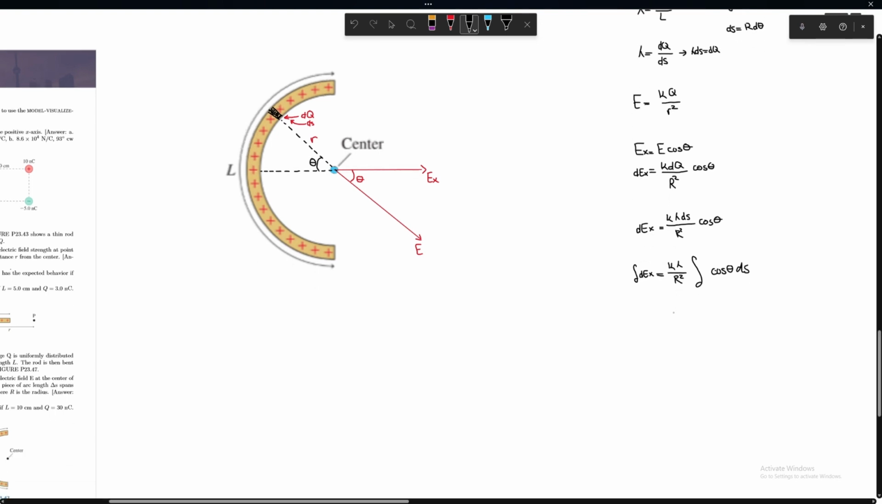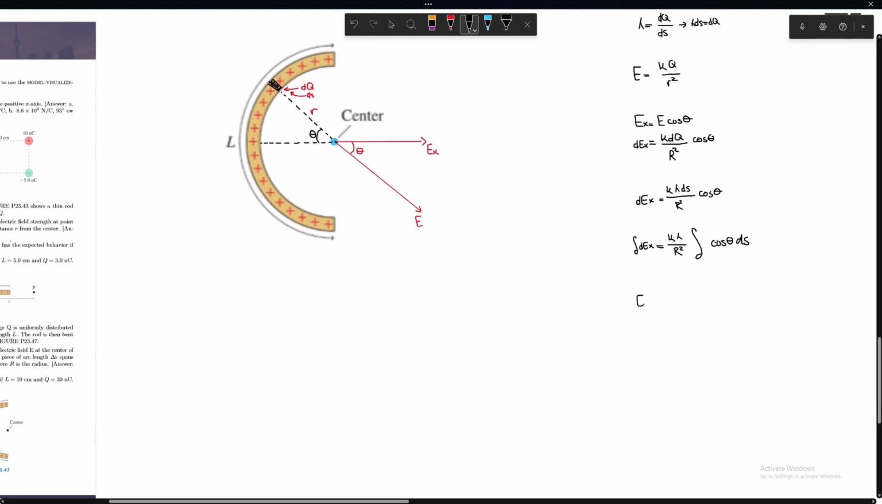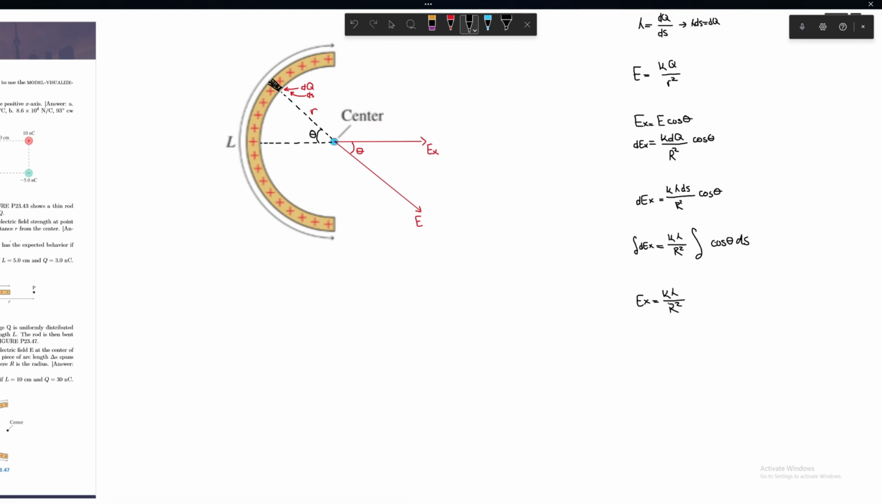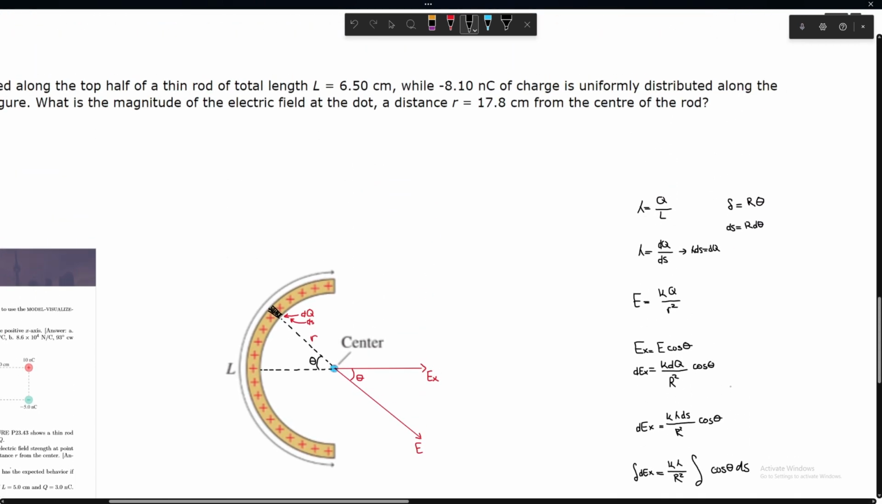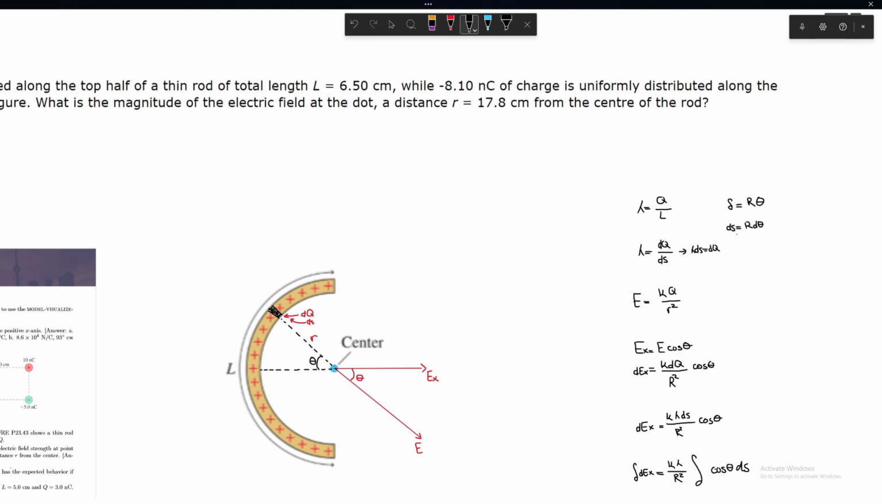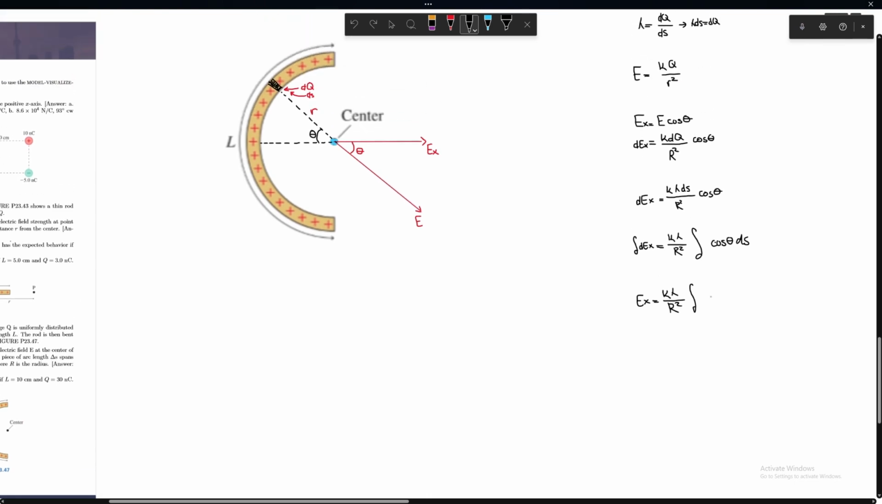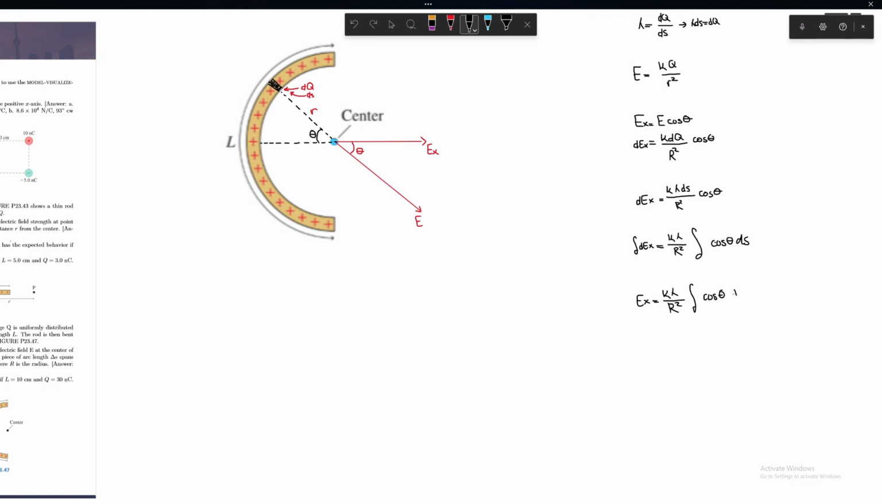Now obviously I can't integrate this because these are in two different terms. So what I'll get is Ex equals K lambda over R squared. This is just constants. Now what is my integral? Well, my cos theta is in terms of theta. Can I change theta in terms of S? I mean, yeah. I can divide this by R, and, well, that's not theta, it's d theta. But, well, I can change ds, though. I know my ds equals r d theta. So, well, I can do that. So my ds becomes now r d theta.